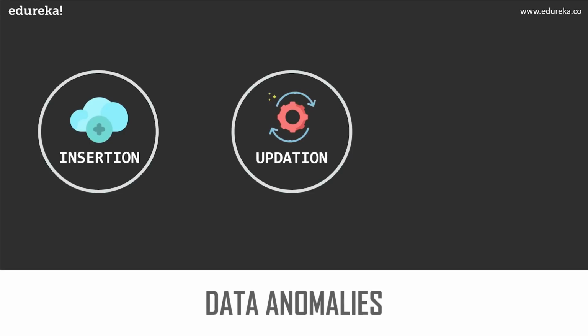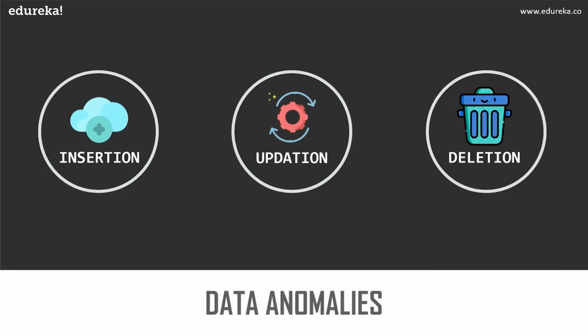And the final one is deletion anomaly. In our employee table, two different pieces of information are kept together, that is, employee information and department information. Hence, at the end of the financial year, if employee records are deleted, we will also lose the department information. This is nothing but deletion anomaly.